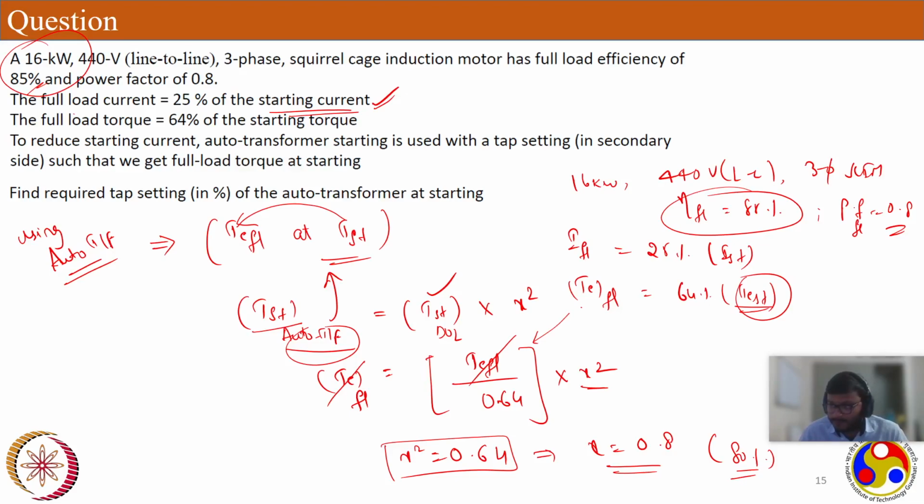So in this problem, we have to find the tap setting. We know that in an auto transformer, the starting torque will be x square times. We know that the starting torque is 64% of the full load torque. With that relation, we have found the tap setting.